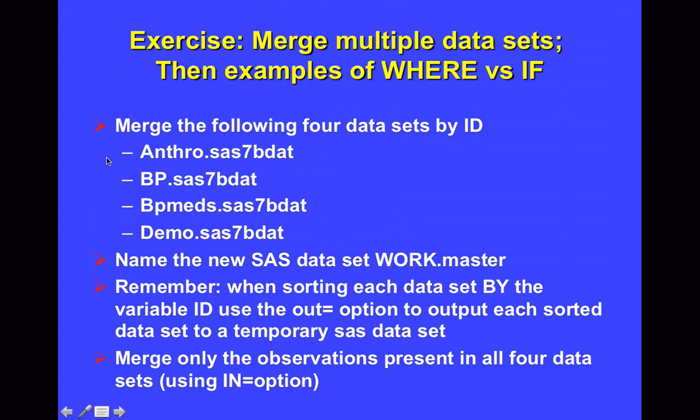We want to merge together the Anthro, BP, BP Meds, and Demo data sets. Name that new SAS data set work.master, so it will be a temporary SAS data set in the work data library, and the actual name of the data set is master. Remember, when you sort each data set, use the by statement and sort by the variable ID, and also use the out equal option to create temporary sorted SAS data sets. It's sort of a good practice to use that approach. And then try to merge only the observations present in all four data sets using the in equal option.